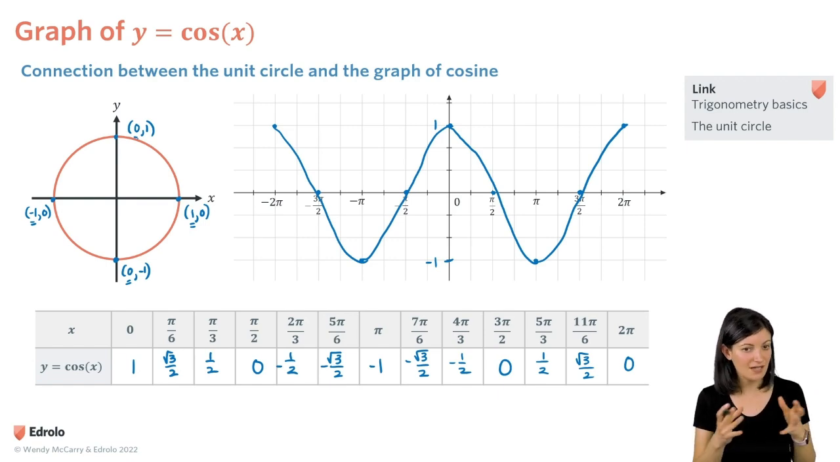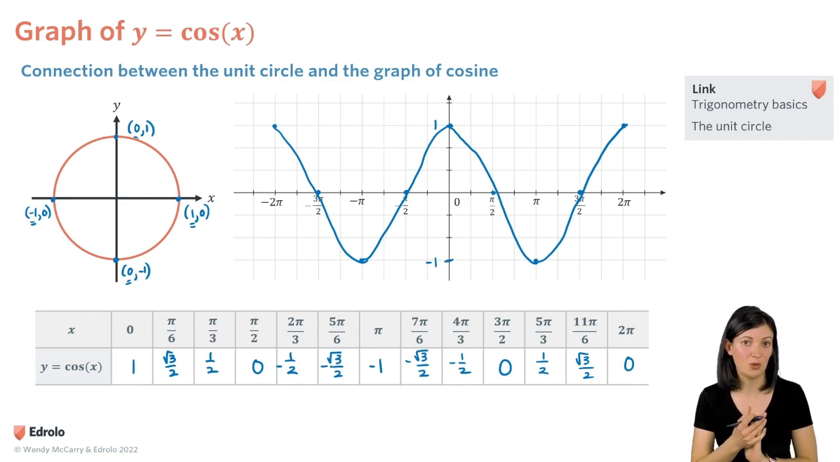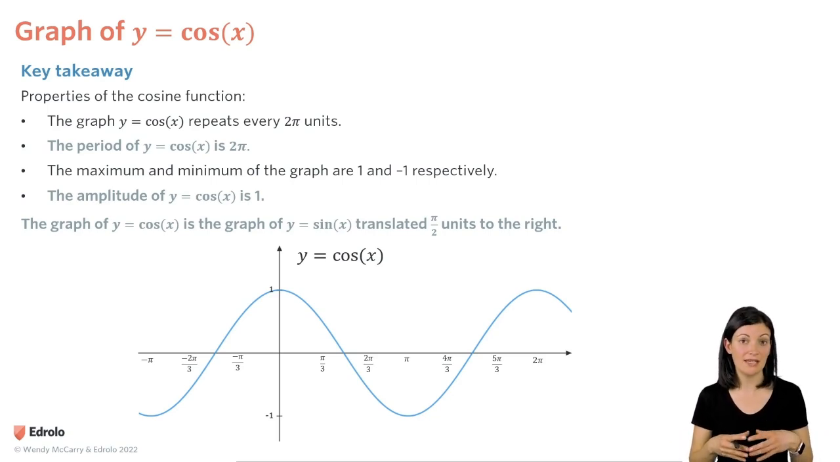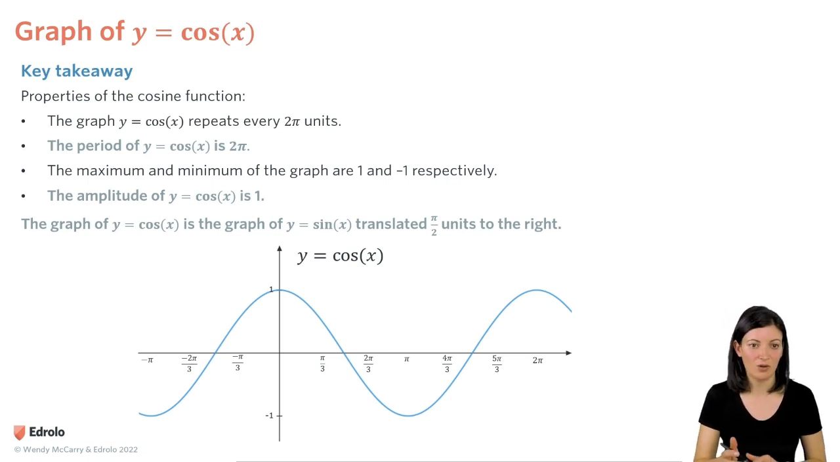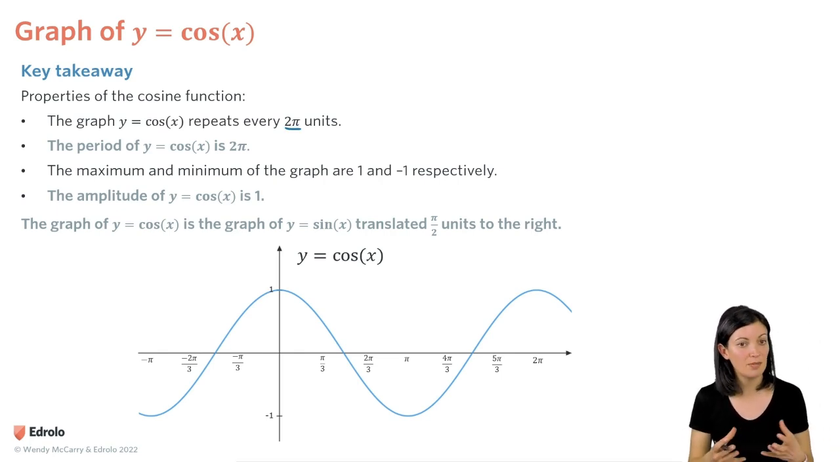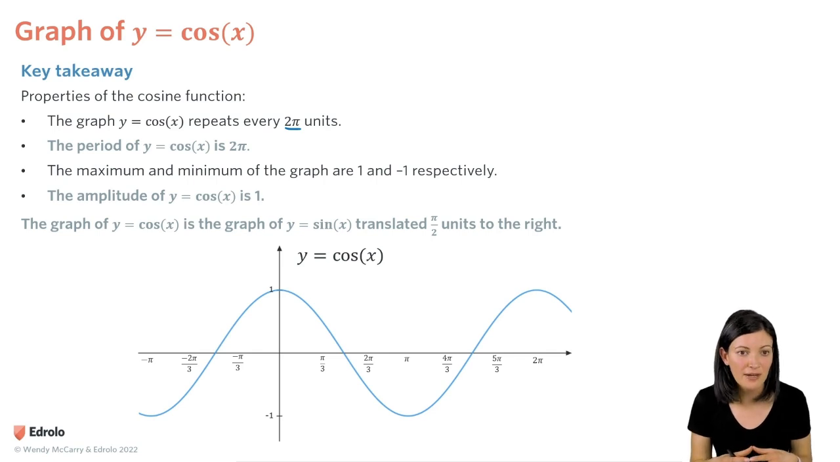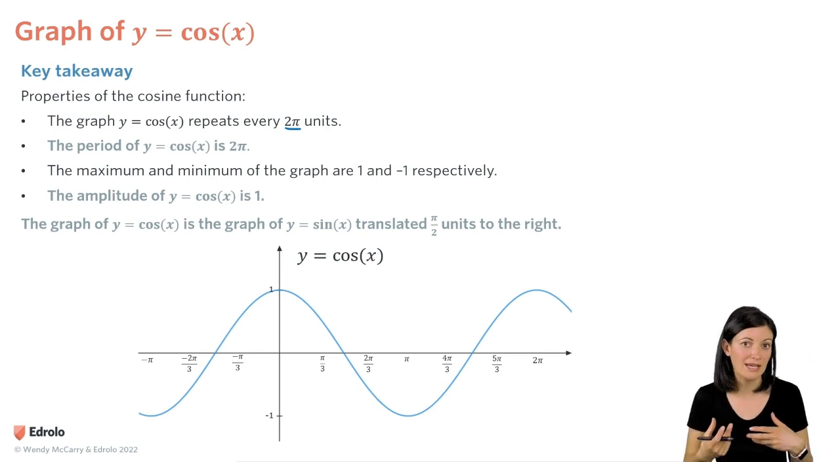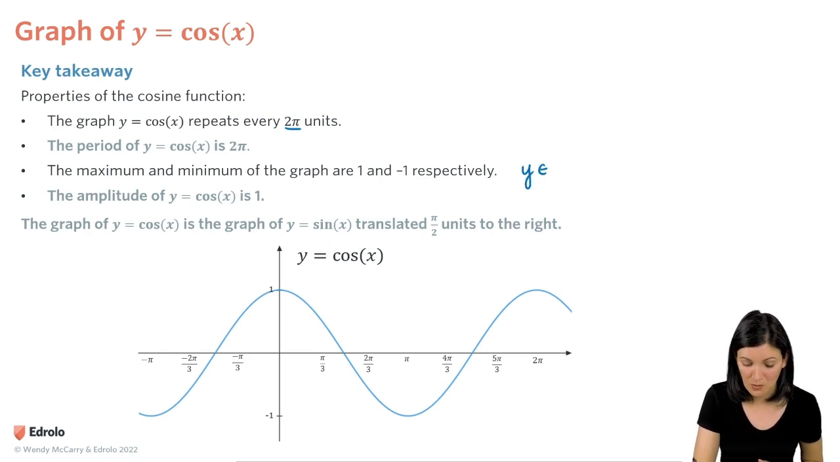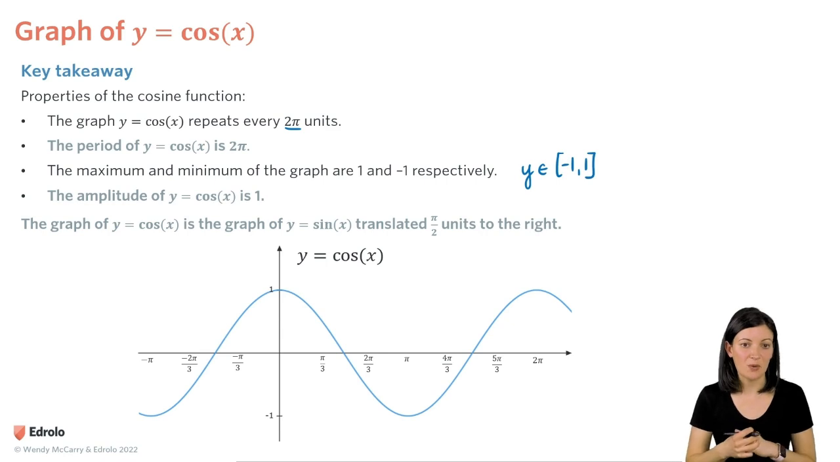And you'll notice that it has the exact same shape as the sine curve. It's actually just been translated to the right by pi on 2 radians. So now we'll have a look at the properties of the graph of y equals cos x, and they're very similar to sine x. So just like sine x, the graph of cosine repeats every 2 pi units, okay? So the period of cos x is 2 pi, the maximum is 1, and the minimum is -1. So our range is between -1 and 1.